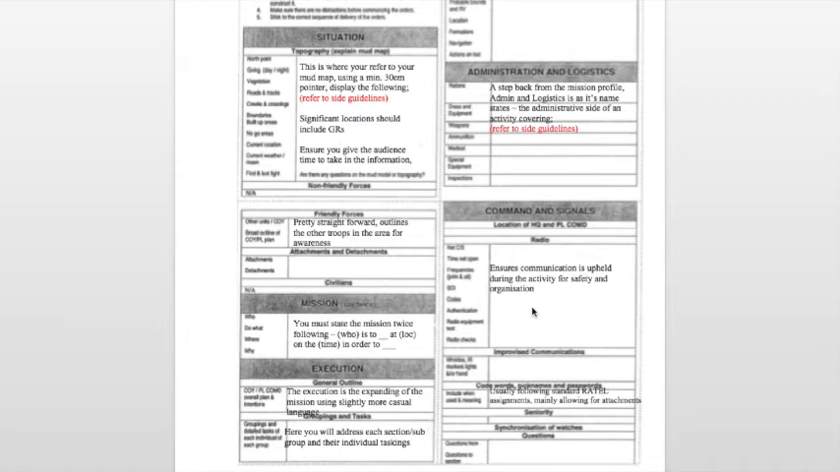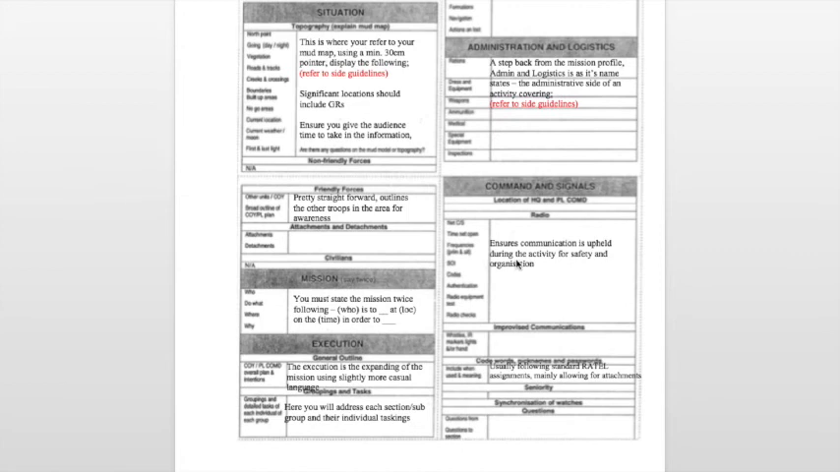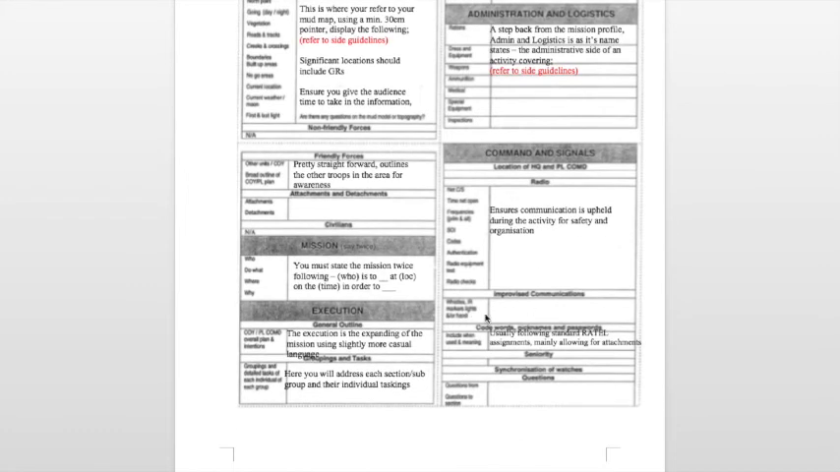And for radio, obviously down the side here you can see net call signs, time net open, frequencies. Remember, you have to say those numbers twice. Codes, authentication, radio equipment, radio checks. As you can see there, it ensures communication is upheld during the activity for safety and organisation. That is just so everyone's on the same page, and if anyone is ever put in a position where they need to communicate to each other using radios or improvised communications, they're able to do that according to the guidelines of your formal orders.